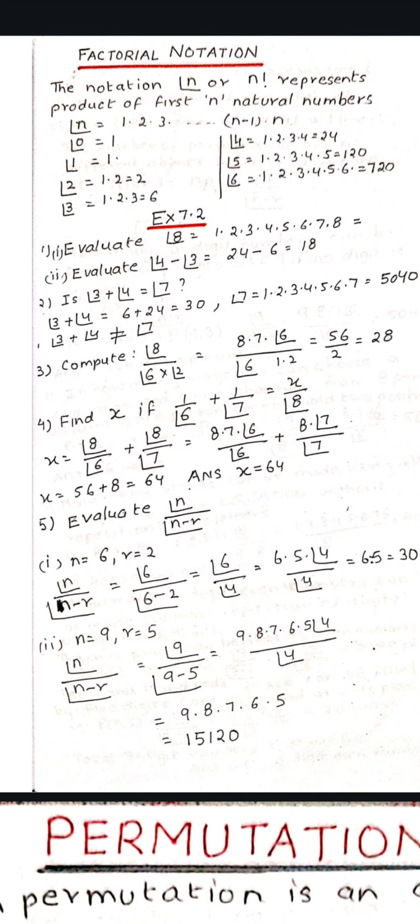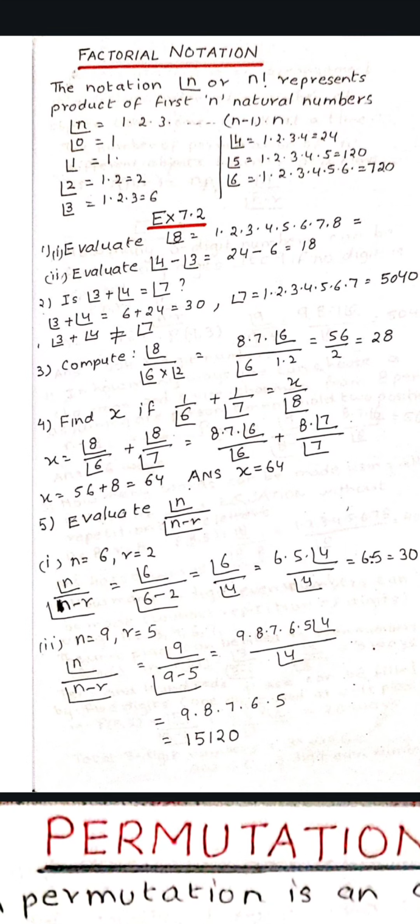Exercise 7.2, question number 1. First part is evaluate factorial 8. You can evaluate it yourself. Factorial 8 is 1 into 2 into 3 into 4 into 5 into 6 into 7 into 8. Kindly evaluate and write your answer.